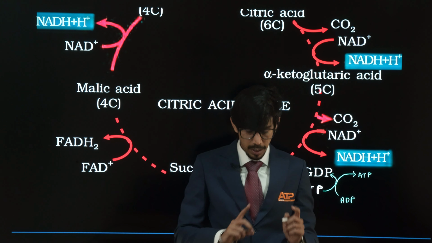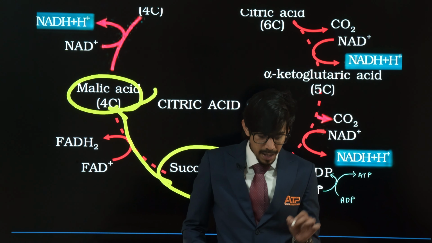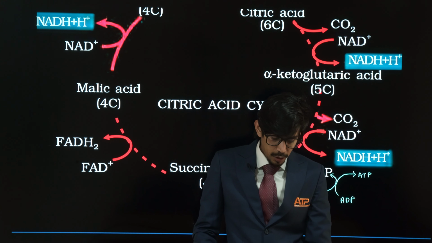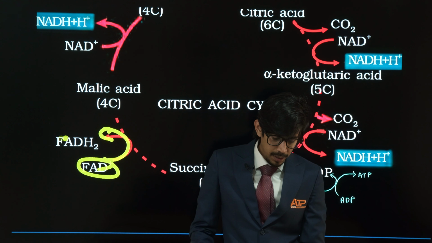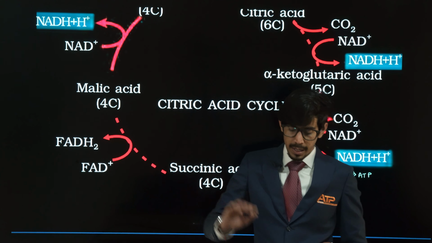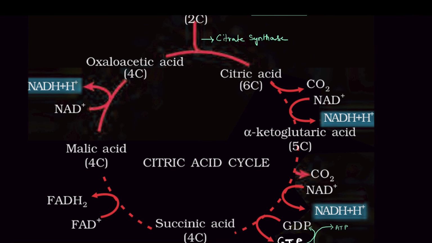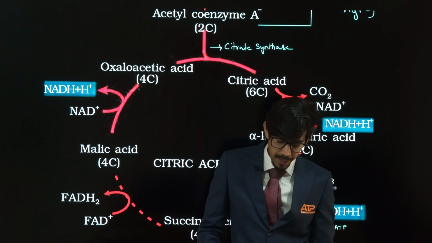But for now, what you need to understand is that succinic acid gets oxidized to malic acid, and as a result of that, FAD plus is converted into FADH2, right? And it is going to play a very important role in ETS later. Finally, this malic acid undergoes one more oxidation, right? And malic acid converts into oxaloacetic acid, right?